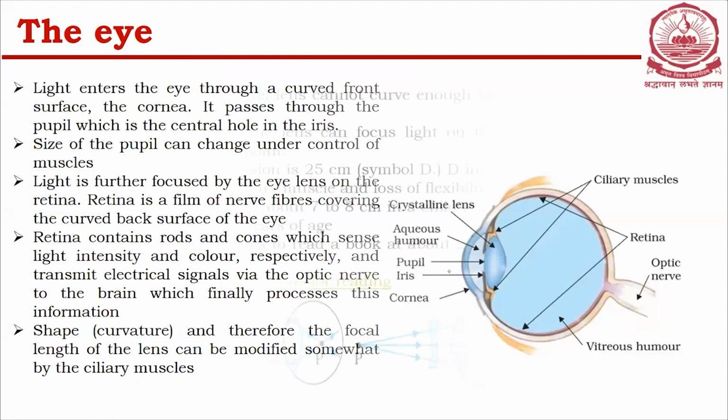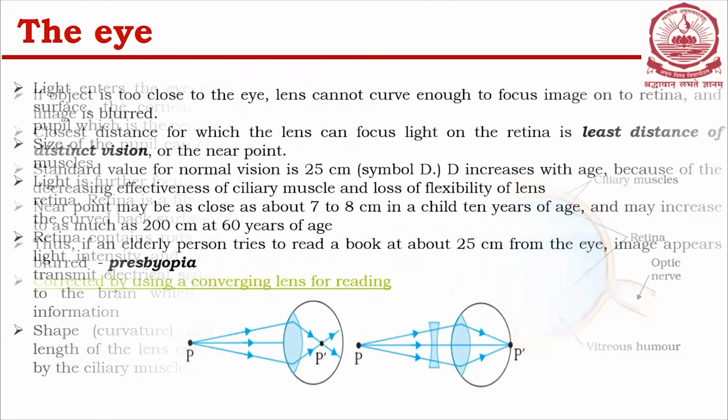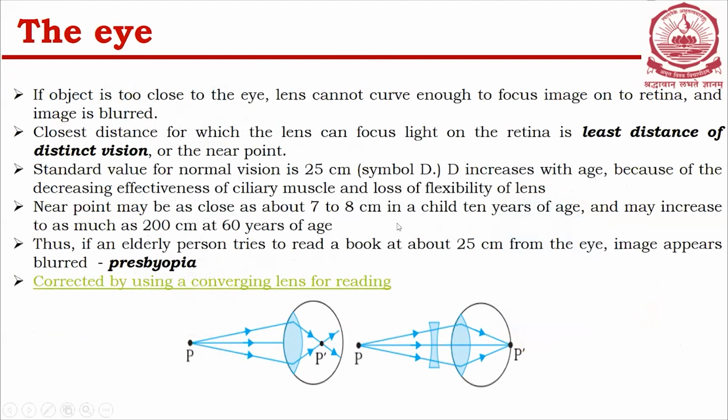And then, as I told you, what is actually the problem with your eye? Suppose you are not able to see. Usually, the minimum distance at which you can see a clear image is the least distance of distinct vision, or near point. It is 25 centimeter. This is represented by the symbol D. So this D is the normal for a normal person.